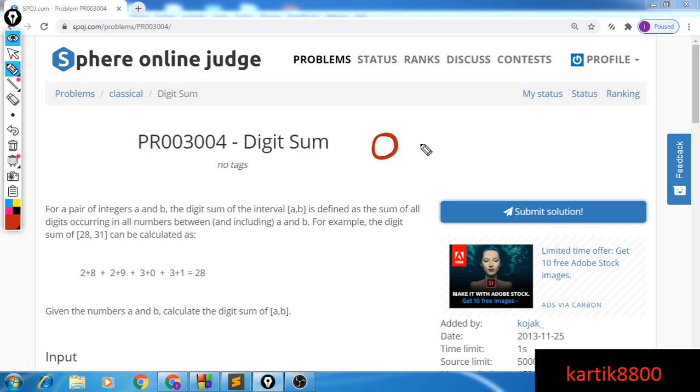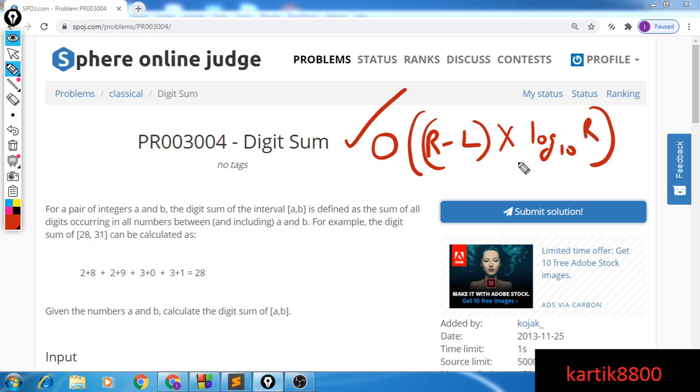Now, of course, you can go for a brute force, iterate through all the numbers from L to R. That is, the number of iterations is R minus L. For each number, you will be breaking that number into its component digits. That takes logarithm of R time to the base 10. And this is your overall time complexity if you do it in a brute force manner.